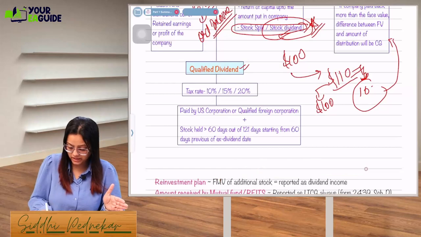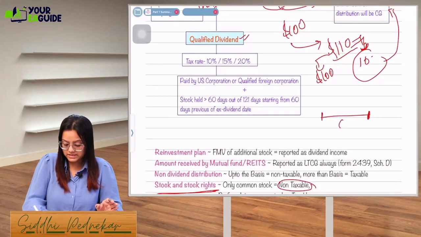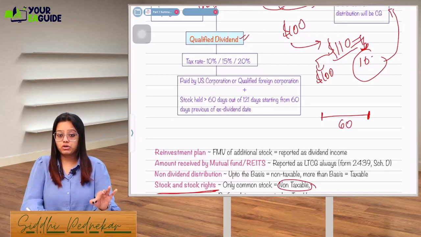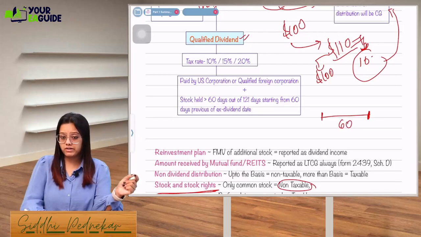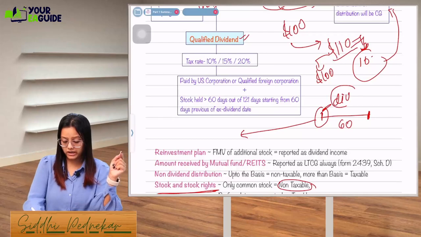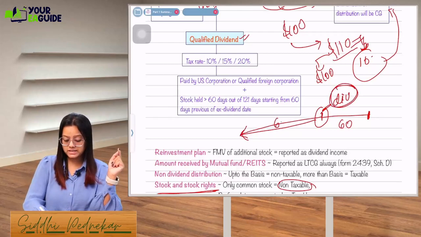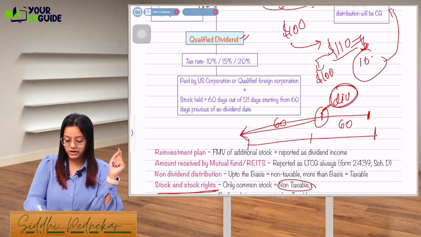Let me explain it again. See, if you are holding a stock for at least 60 days out of 121 days. Now, this 121 days will be starting from 60 days previous to the ex-dividend date. This is the dividend date, okay? From this dividend date, you have to calculate 60 days previous. So, this will be your total 121 days.